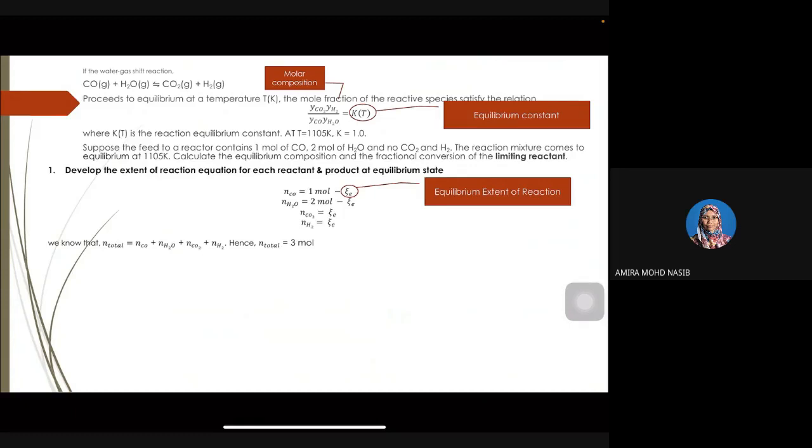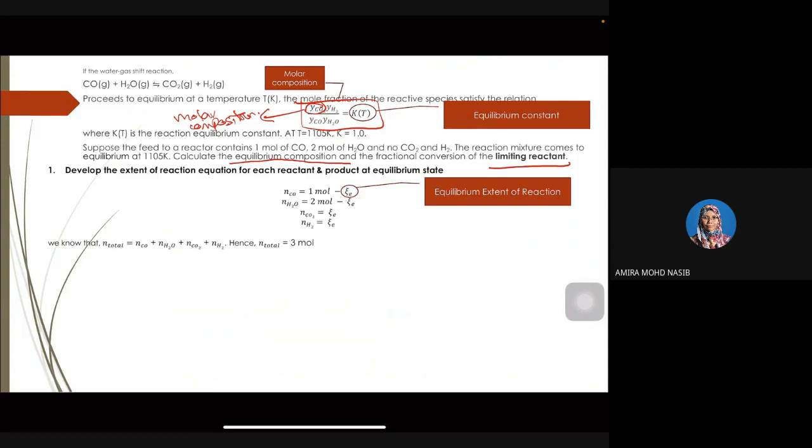First thing first, because it is asking you to calculate the equilibrium composition and the limiting reactant, this is the equation or relation that was given to you, and y is the molar composition. Develop the extent of reaction. Basically, we use the extent of reaction to calculate the amount of final composition for each chemical.